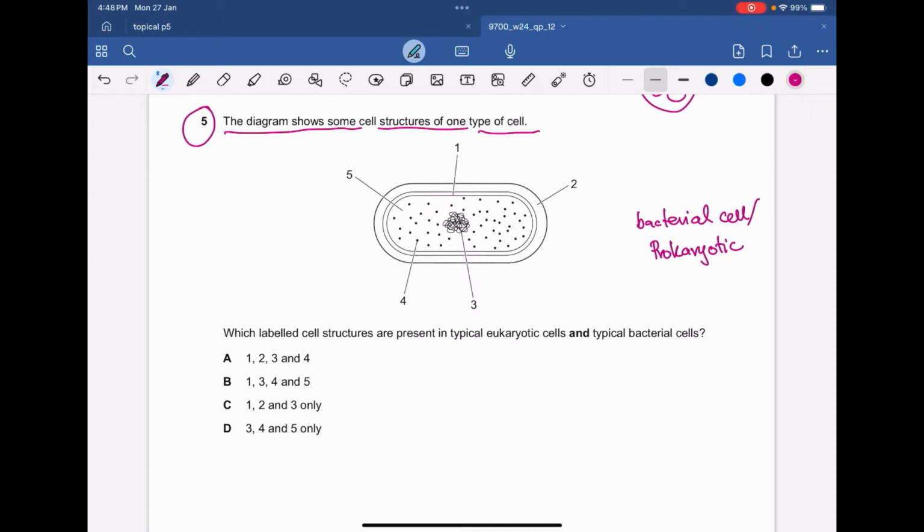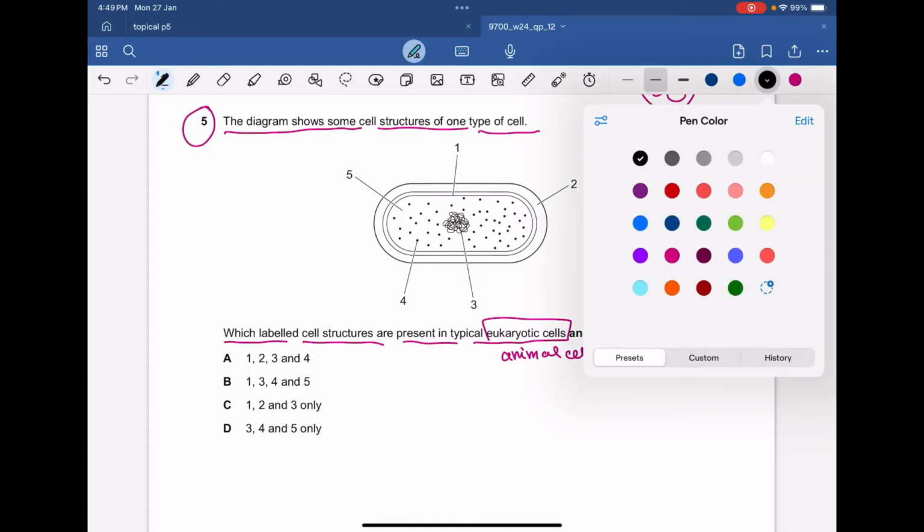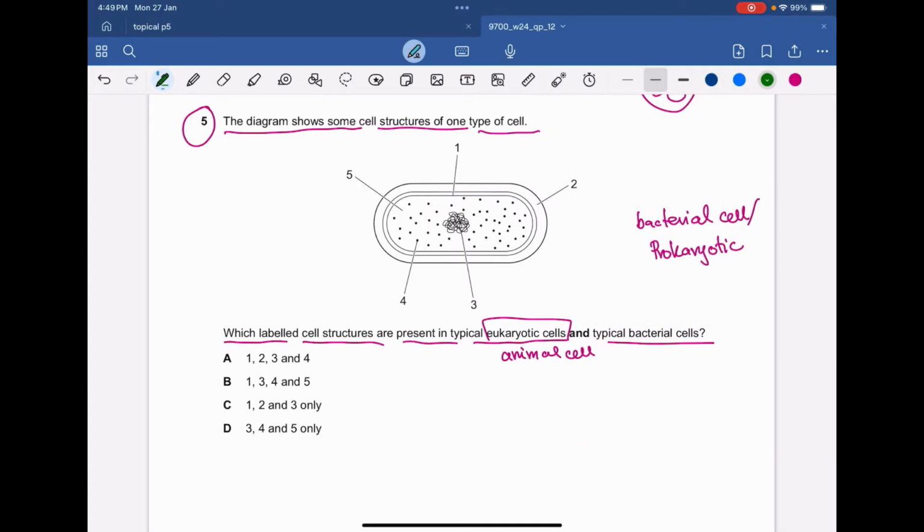Over here in this question, they are asking which labeled cell structures are present in a typical eukaryotic cell, which is an animal cell, and a typical bacterial cell. Now, in order to solve this question, we must first identify the structures 1, 2, 3, 4 and 5 given.